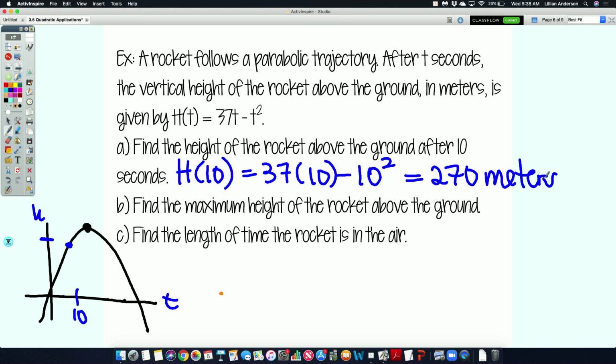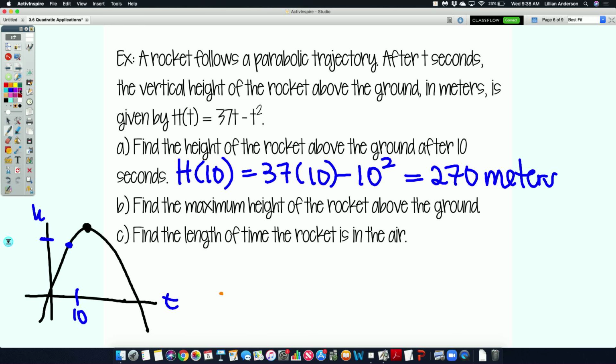above the ground. Now it's asking you to find the maximum height of the rocket. The maximum height is located in what part of this parabola? At the vertex. More specifically, what part of the vertex do I need? The y value. You need the y value because y represents the height. The x value would tell us how long it took for the rocket to reach its maximum height, but it's the y coordinate that tells us what the maximum height is. So we need to find the y coordinate of the vertex.